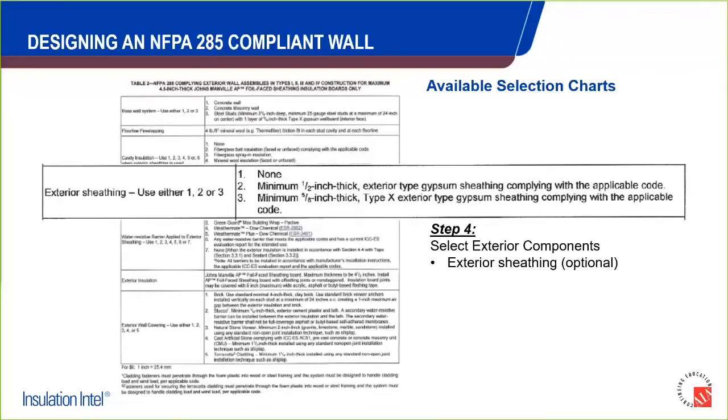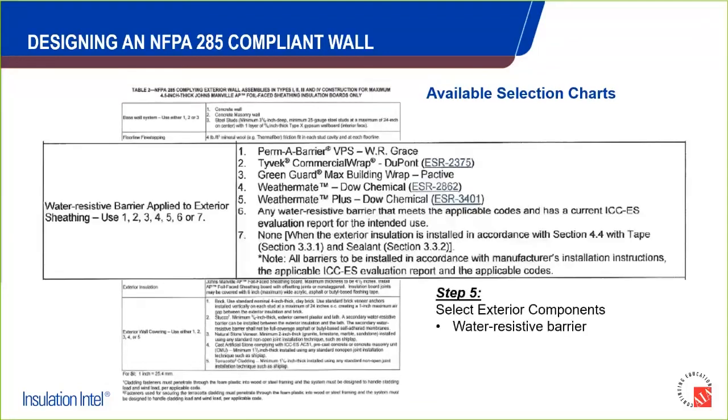Exterior sheathing, you've got three selections here: none, or exterior type gypsum sheathing, or exterior type X gypsum sheathing. So these are usually fire components for rated wall systems, and they function just as well in an NFPA 285 test. And then here's the WRB, water resistant barrier.